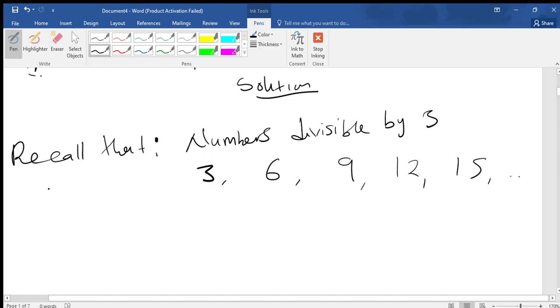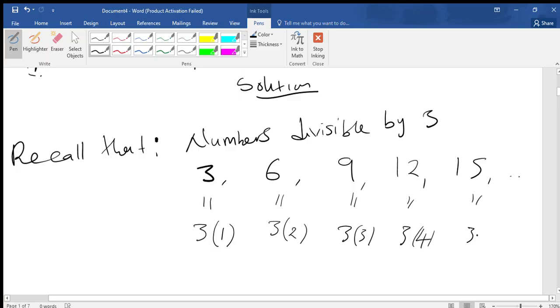So this 3 can be the same as 3 multiplied by 1. This 6 can be the same as 3 multiplied by 2. This 9 can be the same as 3 multiplied by 3. This 12 can be the same as 3 multiplied by 4. And this 15 can be the same as 3 multiplied by 5.